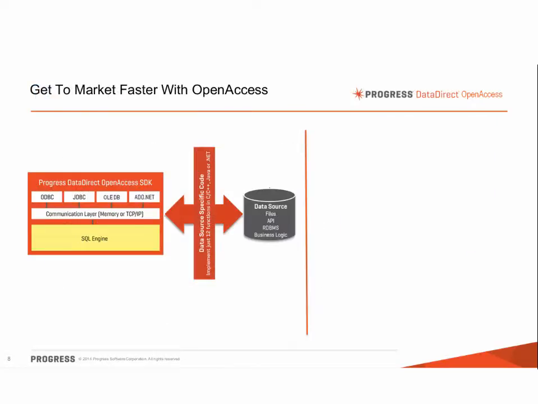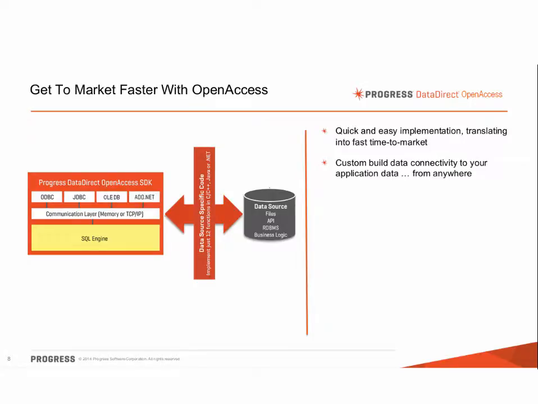So both Coins and Netsuite used OpenAccess in quickly building this data connectivity, and it really helped them get to market much quicker. So they provided, again, a quick and easy implementation, translating into very fast time to market, custom-built data connectivity to the application data, really from anywhere. So really opening up so that other tools, including their own and third-party BI tools, can access that data.